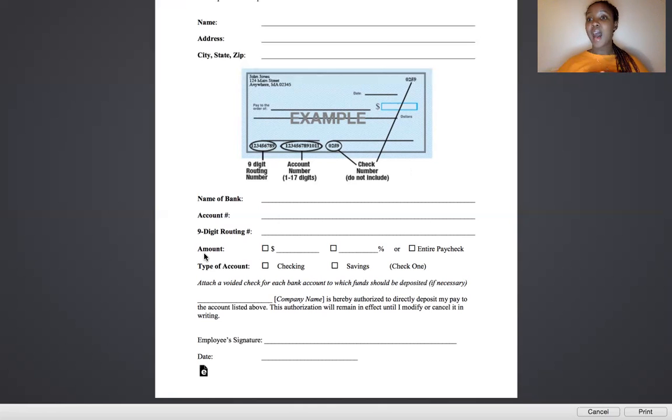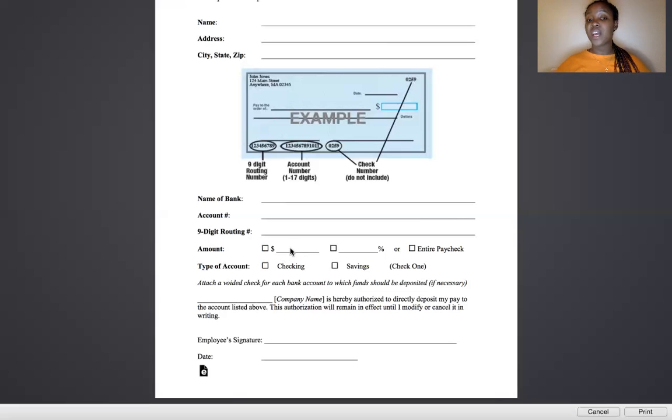Amount means how much. So how much do you want to direct deposit? So if you make $500 on a paycheck, do you want your entire paycheck in direct deposit? So entire paycheck means all of it. Do you want all the $500 direct deposited? Or you can put the amount that you want right here.